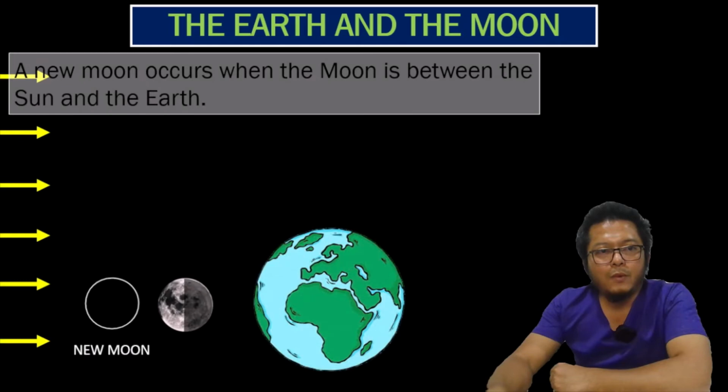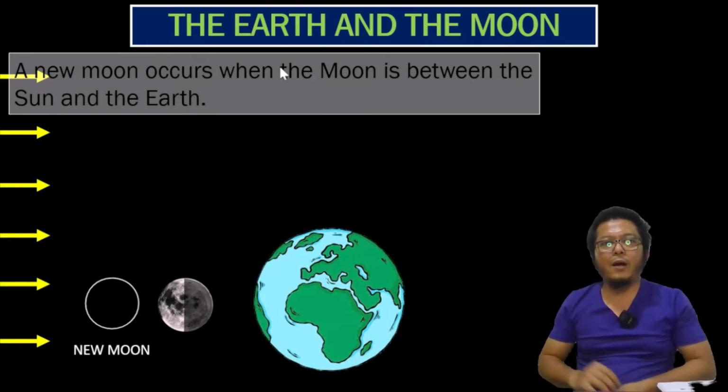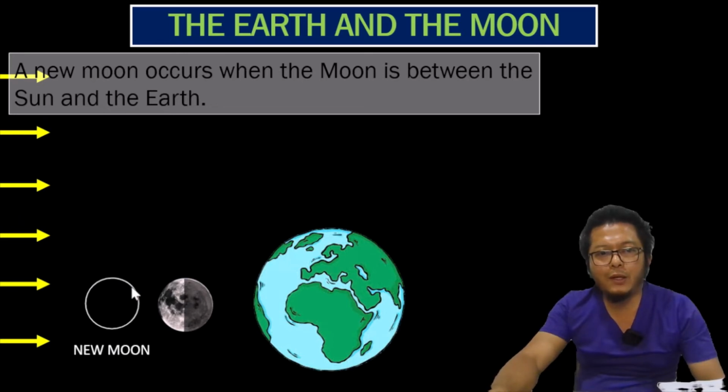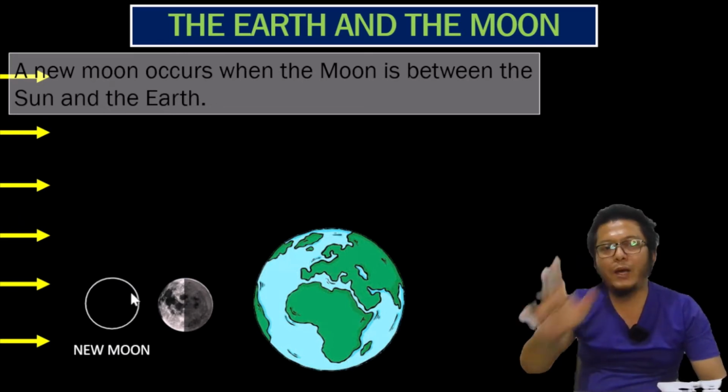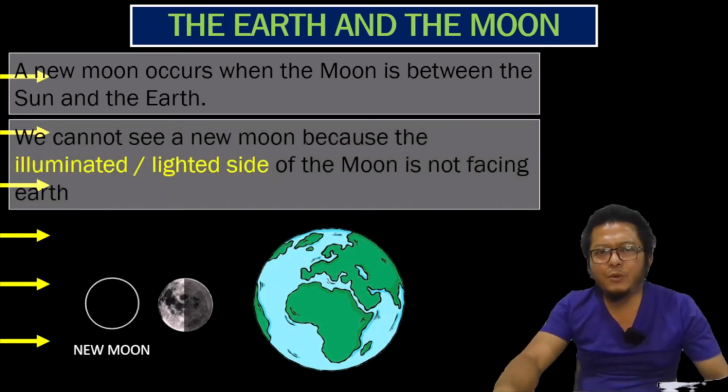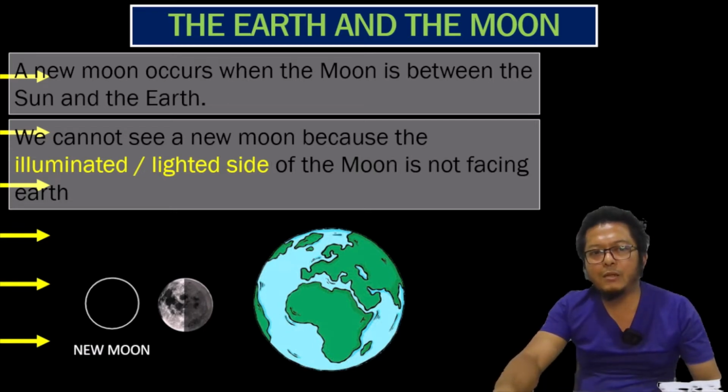Now, a new moon occurs when the moon is between the sun and the earth. So this is what we see, new moon. This is the real moon. What we actually cannot see is the moon. I draw a circle to show you there's a moon here. When we look, we can't actually see anything. We cannot see a new moon because the illuminated or lighted side of the moon is not facing the earth. Only the dark side is facing the earth, so we cannot see the moon.